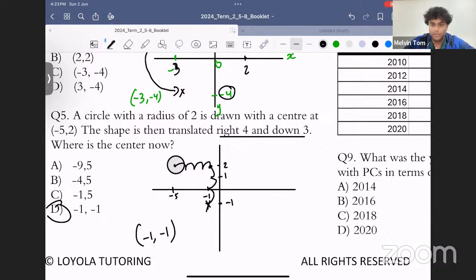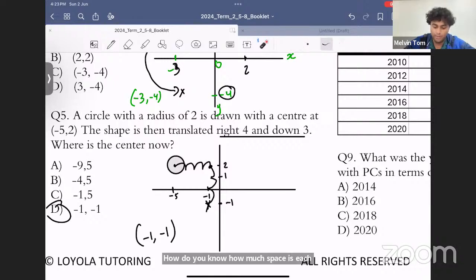How do you know how much space is each jump? Well, this graph is not perfect, but we know that 2 minus 2 goes to 0, and 2 minus 3 should be -1. So 1, 2, 3. Or -5, to the right-hand side, it should be -5 plus 4. So it's 1, 2, 3, 4 to -1.